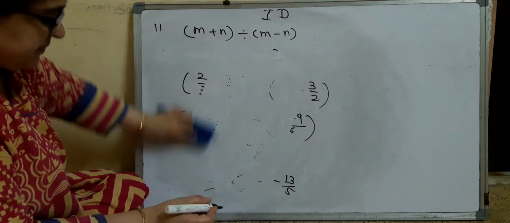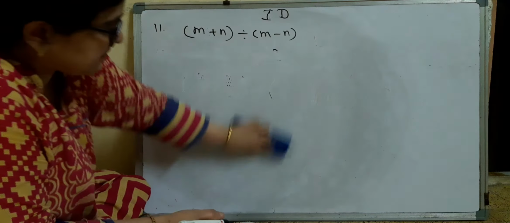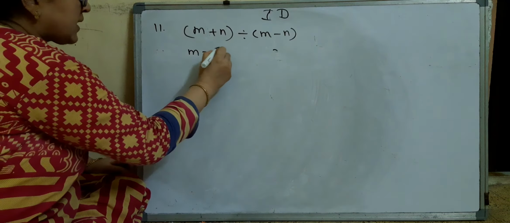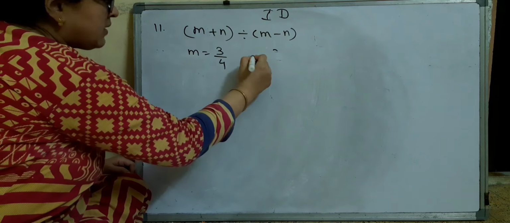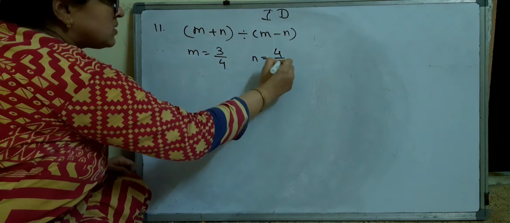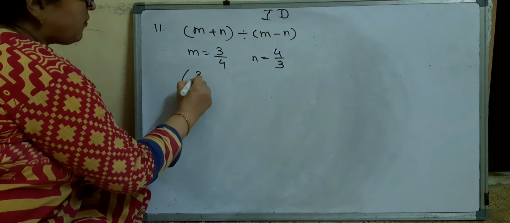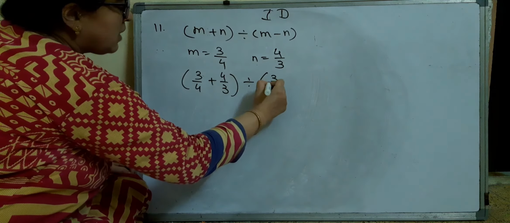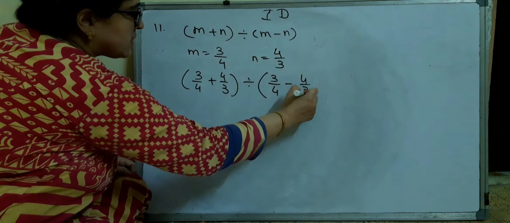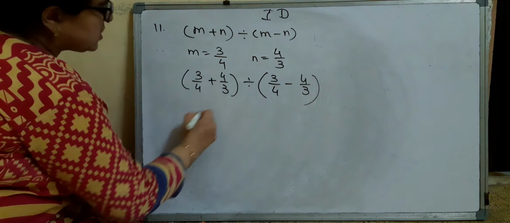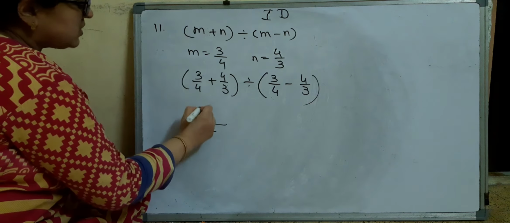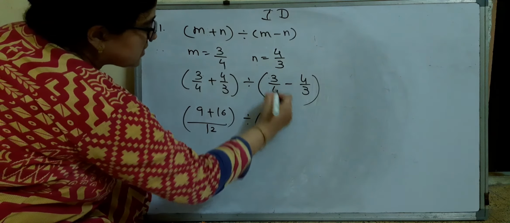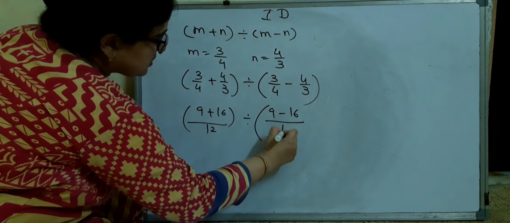Now 11 second. m is equal to 3/4 and n is equal to 4/3. So 3/4 + 4/3 divided by 3/4 - 4/3. First of all, the LCM of 4 and 3 is 12. 3 3s are 9 plus 16 divided by 3 3s are 9 minus 16.